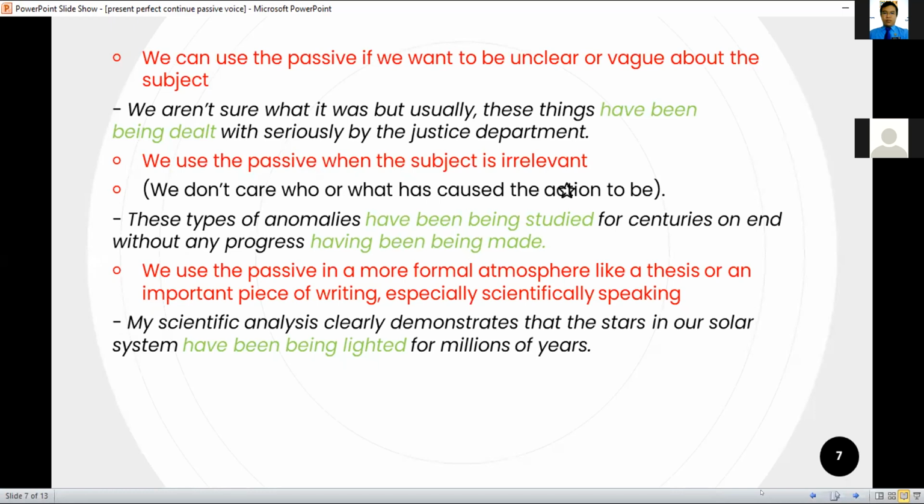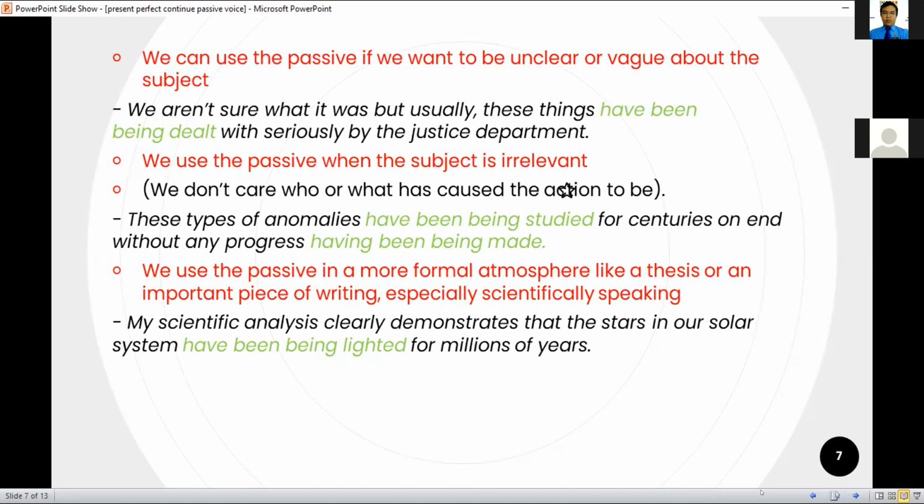And point number 5, we use the passive when the subject is irrelevant. For example, irrelevant: we don't care who or what has caused the action. Example: this type of problem has been being studied for centuries, without any progress having been being made.